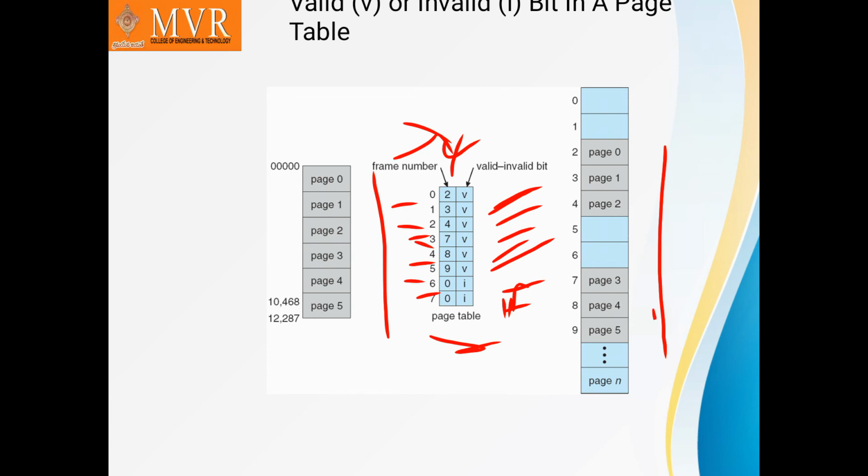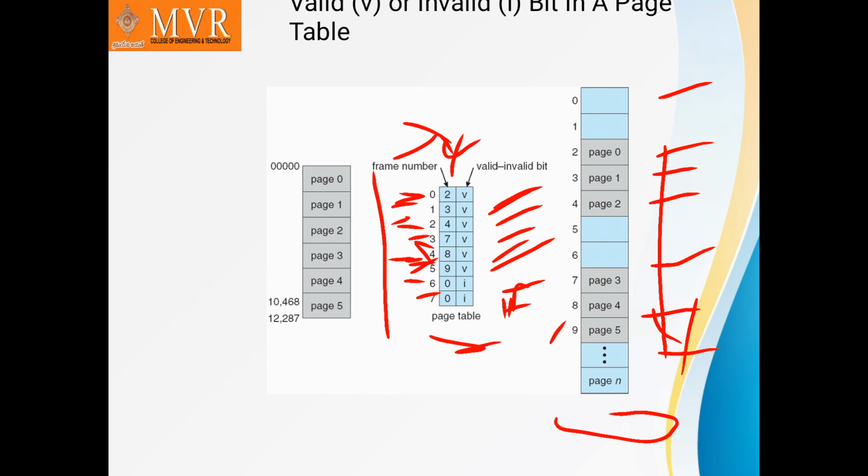How it will be mapped in the physical memory from the page table. See here, 0 to 9 or n number of pages will be taken here. The 2 is in page 0. 3 is in, check here the frame numbers. 3 is in page 1, 4 is in page 2, 7 is in page 3, 8 is in page 4, 9 is in page 5. So the 9 has page 5. See this picture. So that will be mapped like this.